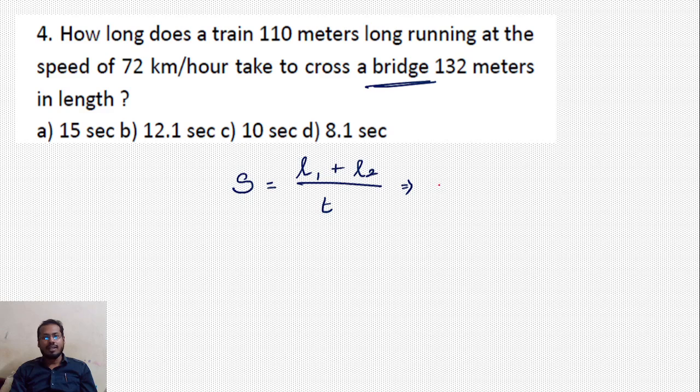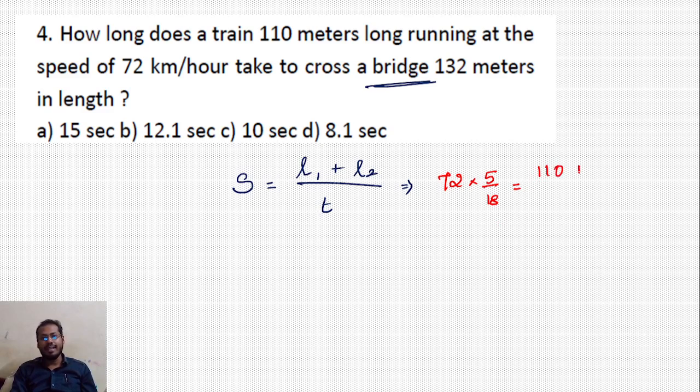So the speed of the train is 72 kilometer per hour. Always write 5 by 18 here, because everything is given in meters and seconds. So I need to convert this kilometer per hour into meter per second. If you don't get the answer, first check whether the conversion is correct or not. Always.